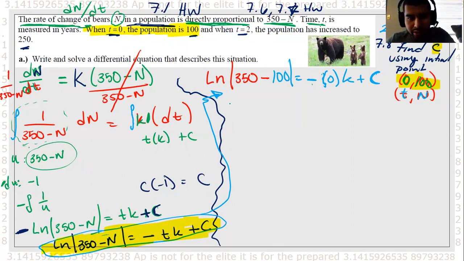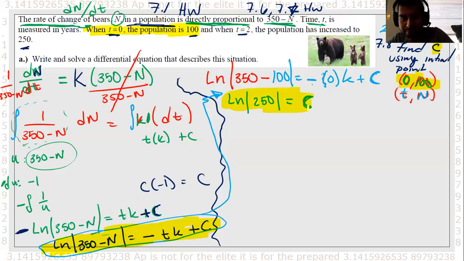So we go ahead and simplify everything. ln 350 minus 100, that's 250, equals 0 times k, well that's 0, so our c should be just this right here. Any questions so far? So this is my C value.